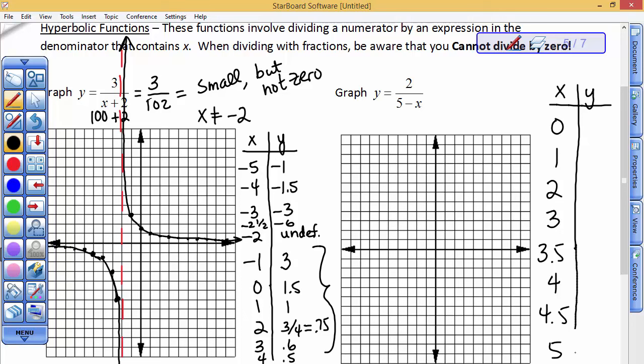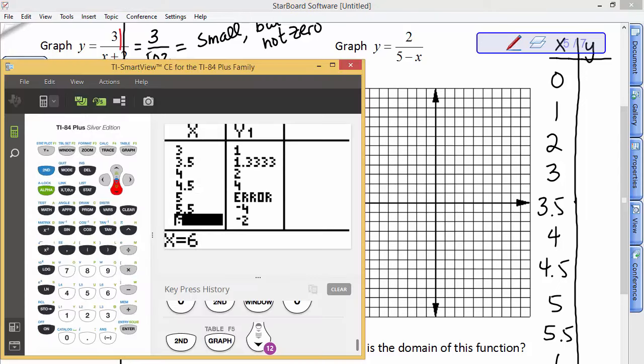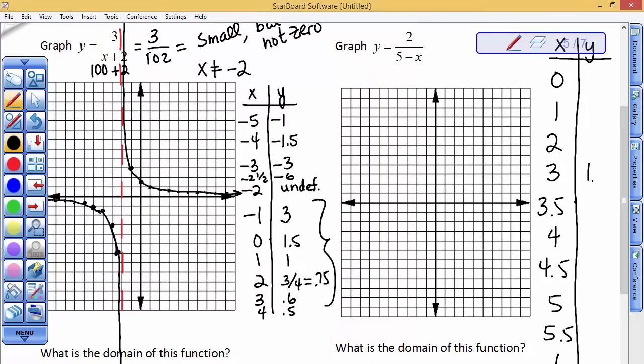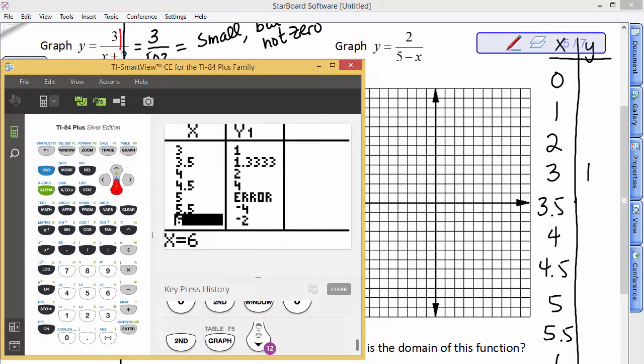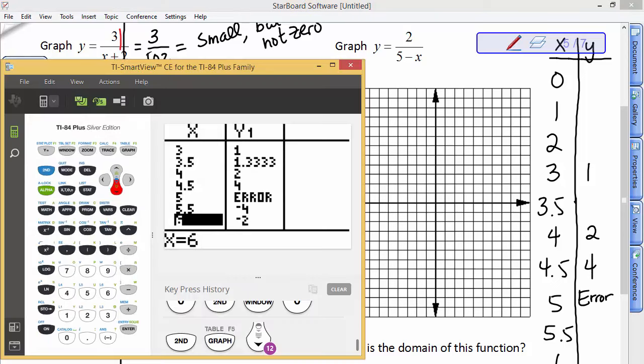So x is 3, y is 1. I'm going to have to memorize these. 4, it's 2, and 4.5, it's 4. And then here's my error, excuse me. And then I'm going to go ahead and grab a few more of these down below that. 5.5, it's a negative 4, 6 is a negative 2, and 7 would be a negative 1, I believe.